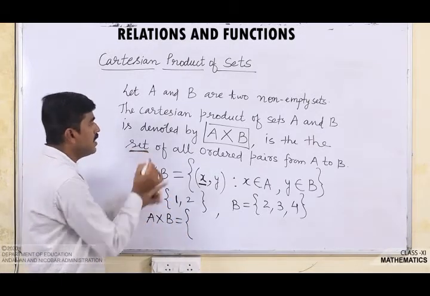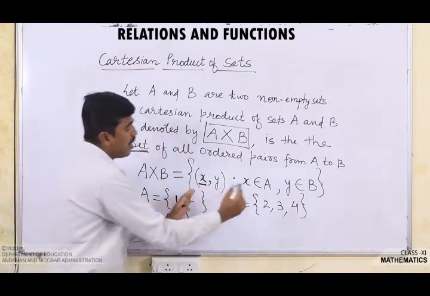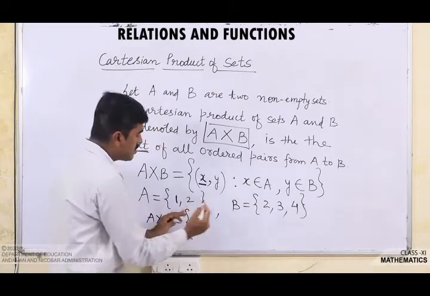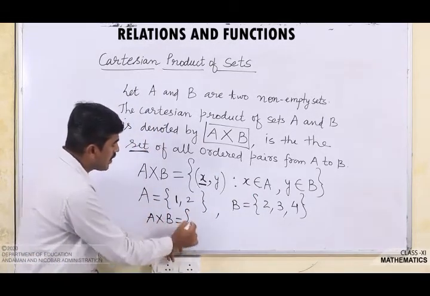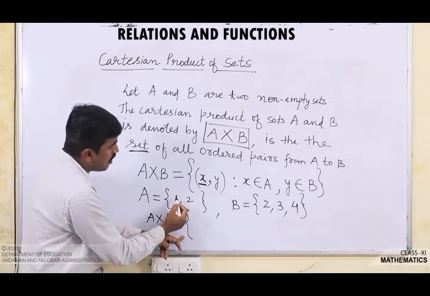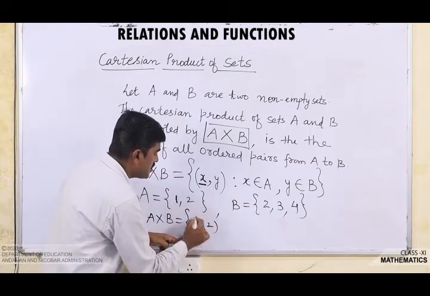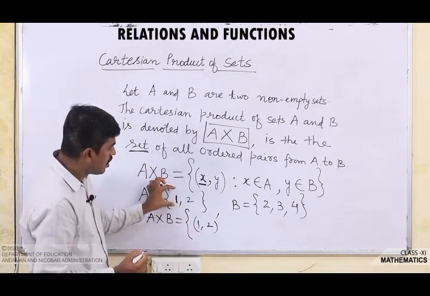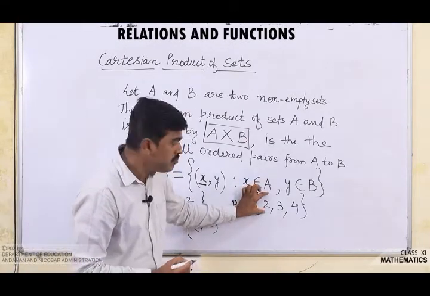You see, A cross B is the set of all ordered pairs. So we have to enclose all the ordered pairs in curly brackets. First write the curly bracket, open bracket, then the set of all ordered pairs means we have to take the 1, then 1 comma 2. It is the first ordered pair here. I took 1 from here and 2 from B.